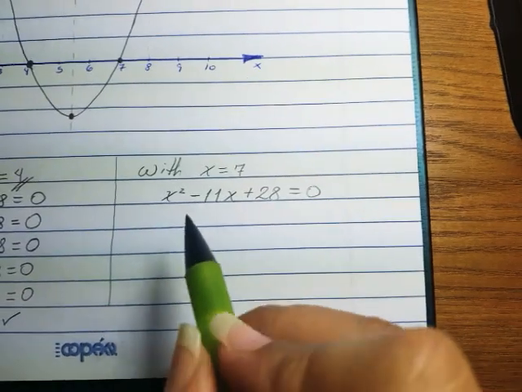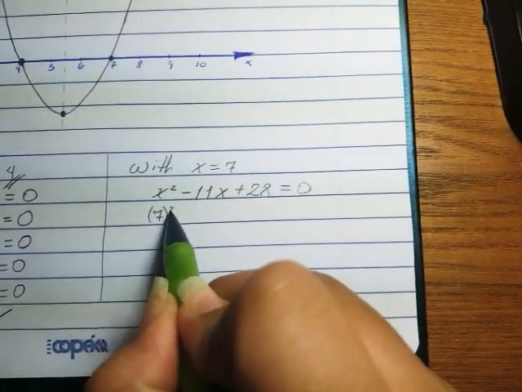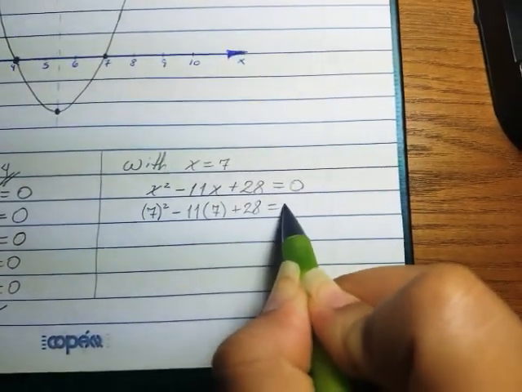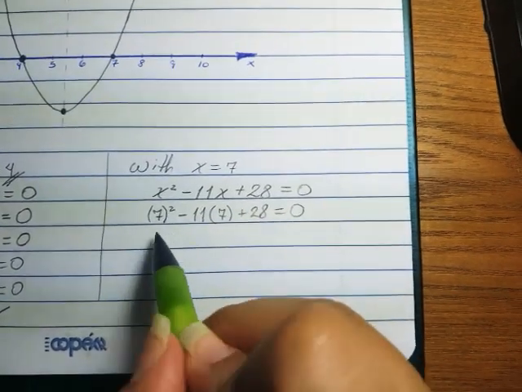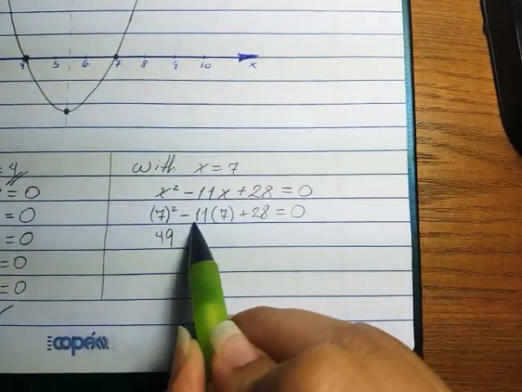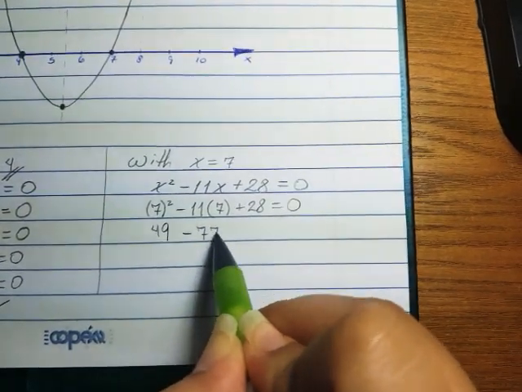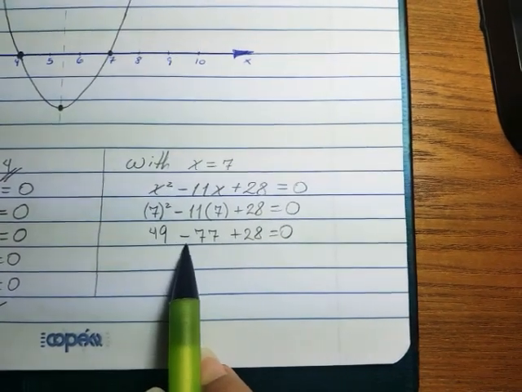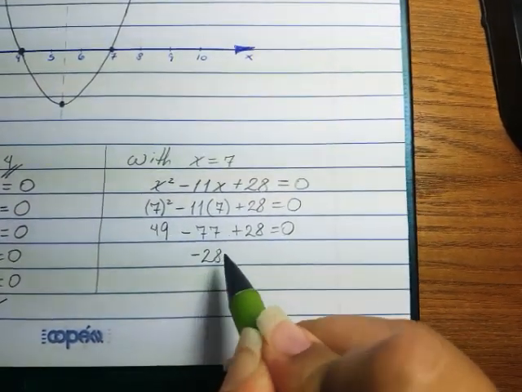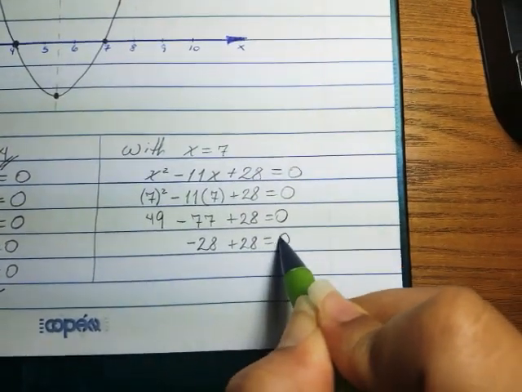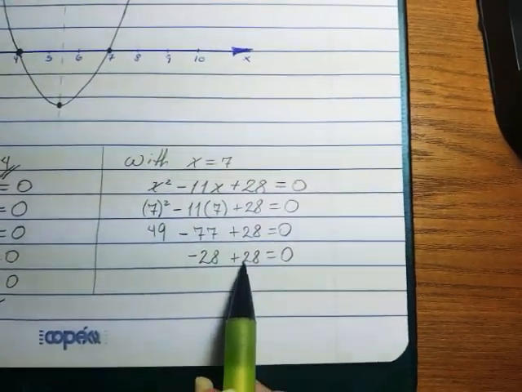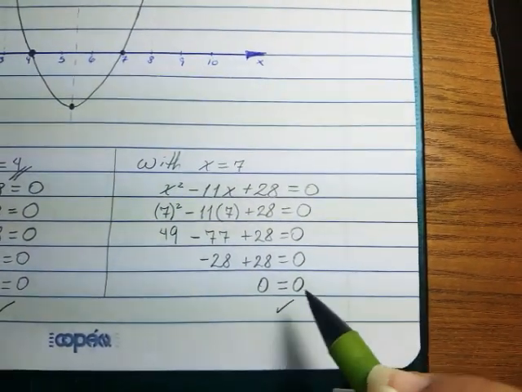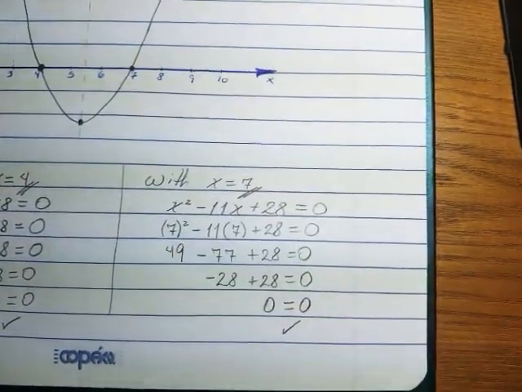Let's see with 7 now. 7 to the second power minus 11 times 7 plus 28 must equal 0. 7 to the second power is 49. Negative 11 times 7 is negative 77 plus 28 equals 0. 49 minus 77 equals negative 28 plus 28 must equal 0. Negative 28 plus 28 equals 0, and that does equal 0. Since your check is correct, then that's the right answer.